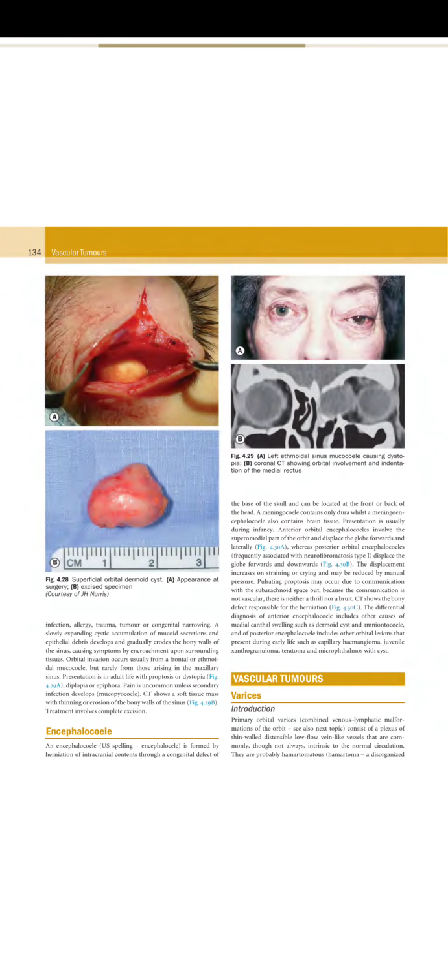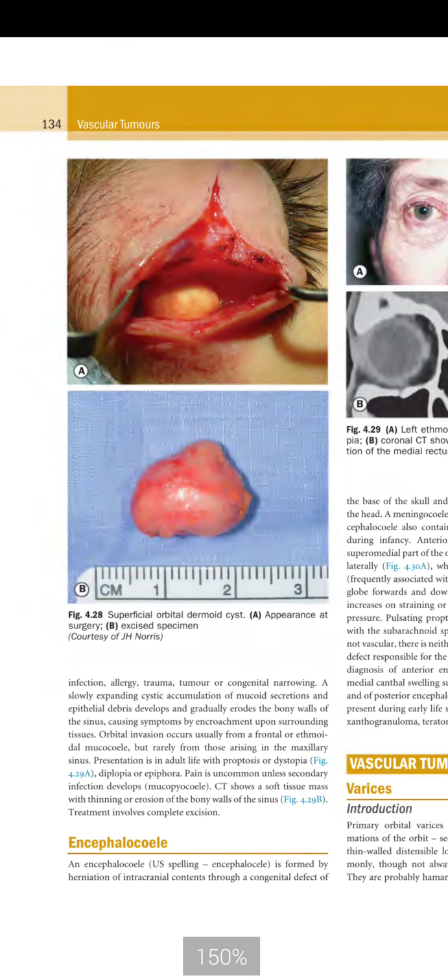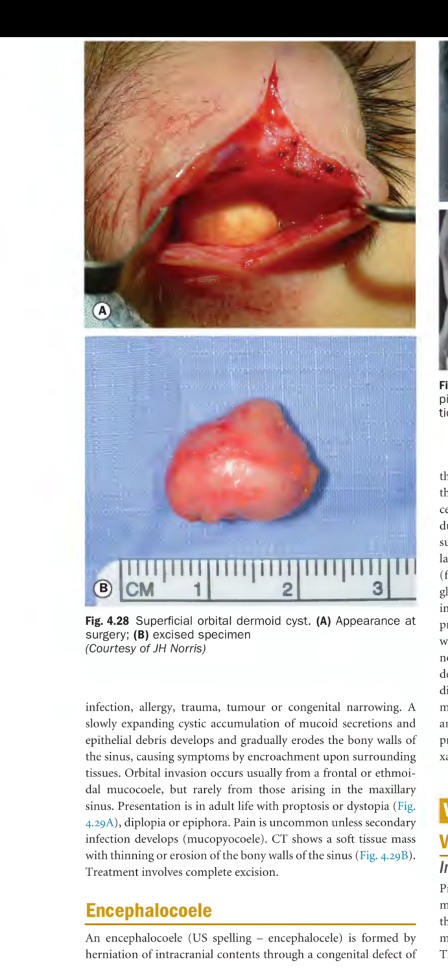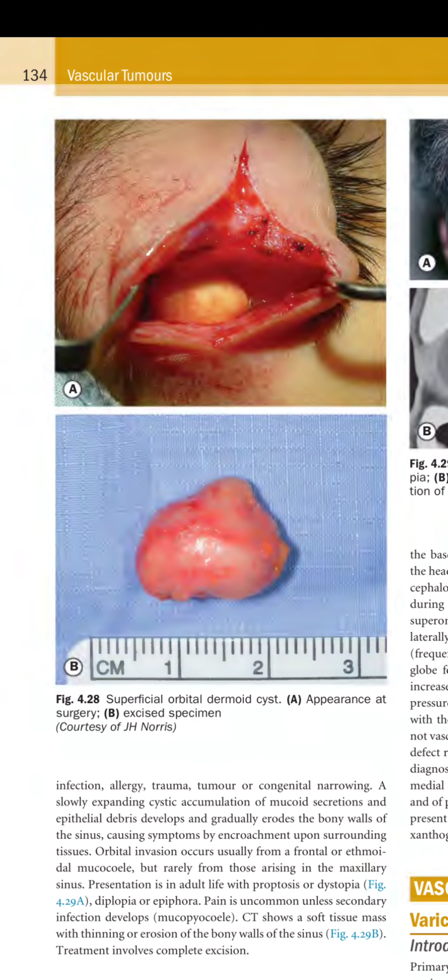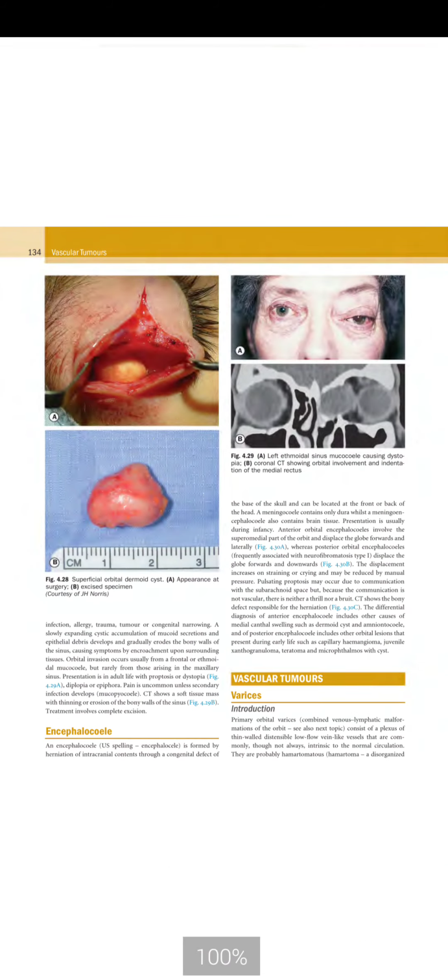So this is how we treat it. A is showing us a superficial orbital dermoid cyst, and B is showing the excised specimen, and we have excised it in toto.